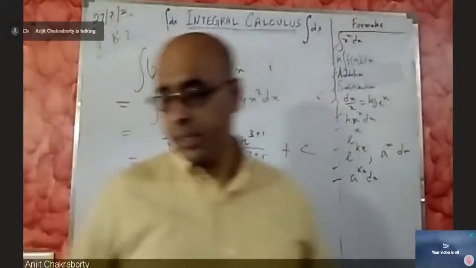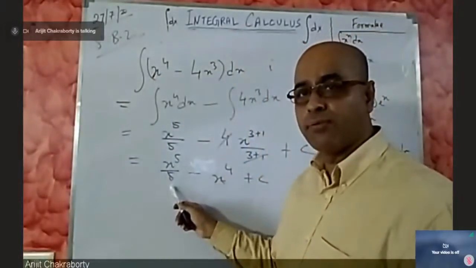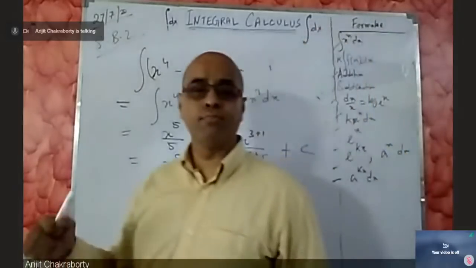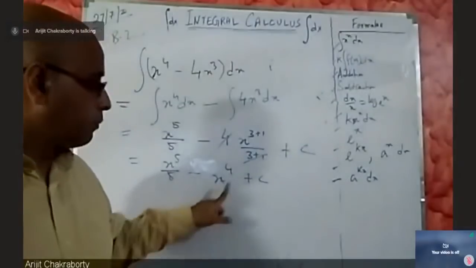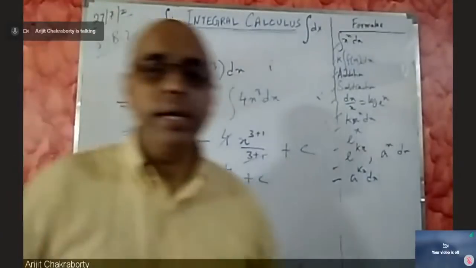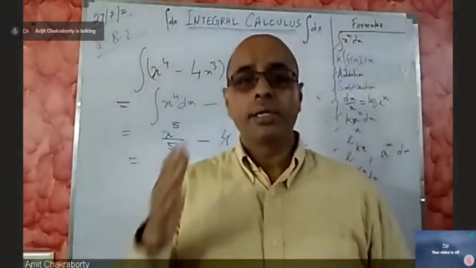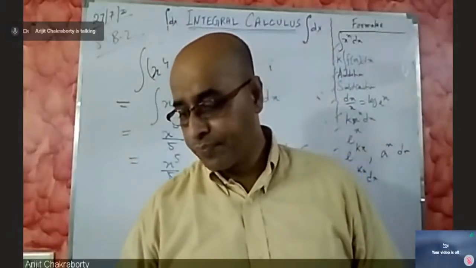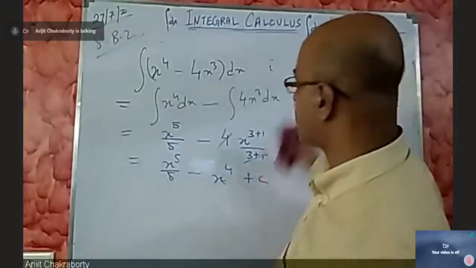So the answer is x to the power 5 by 5 minus x to the power 4 plus c. Okay? So I hope you are following and you have understood this step. This is an application of subtraction rule. Okay. I am taking another one on subtraction rule.